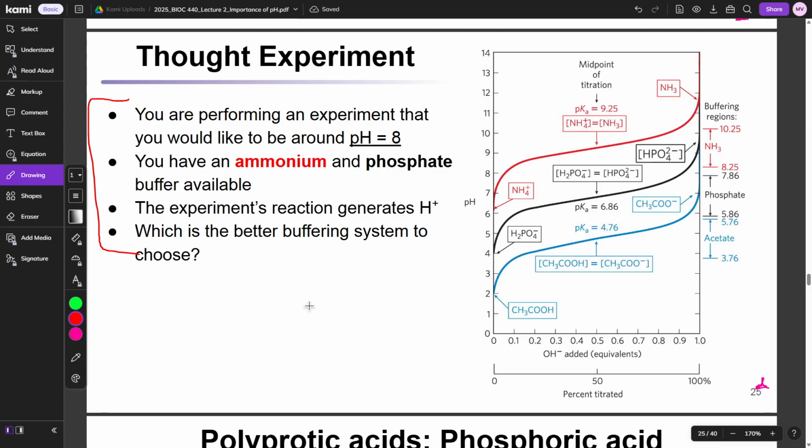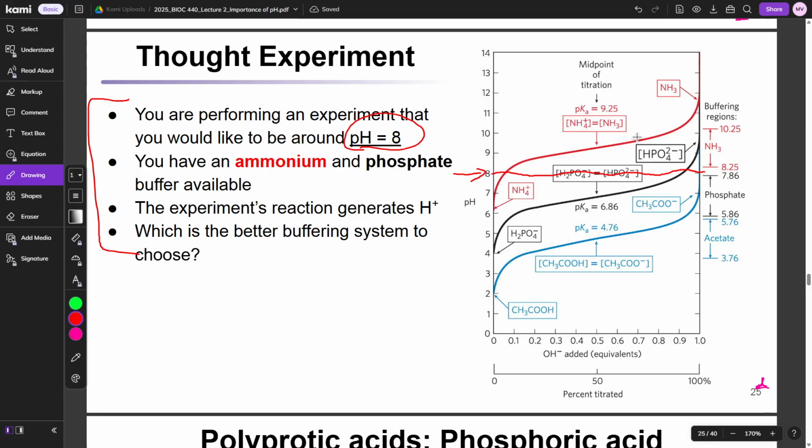Okay, so what do we start with? We have an experiment that we're doing at pH 8, right? Where is pH 8 on this graph? pH 8 is right here, right? So if I draw a line across this, that's a horrible line, but you get the idea. I know that I have to be using either this black line or this red line, right? Does that make sense so far?